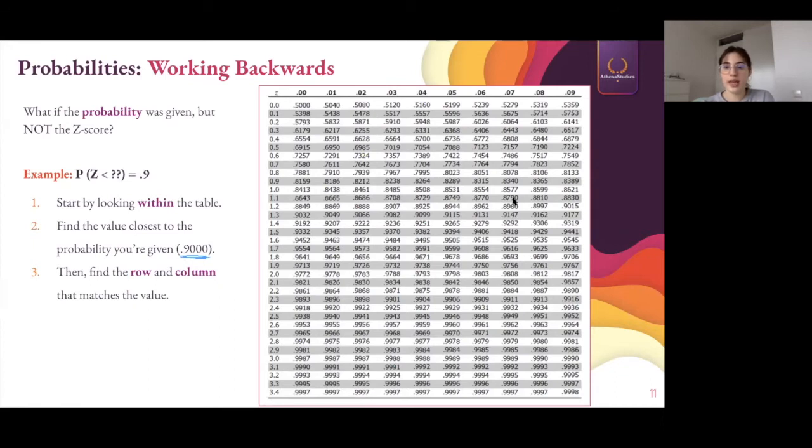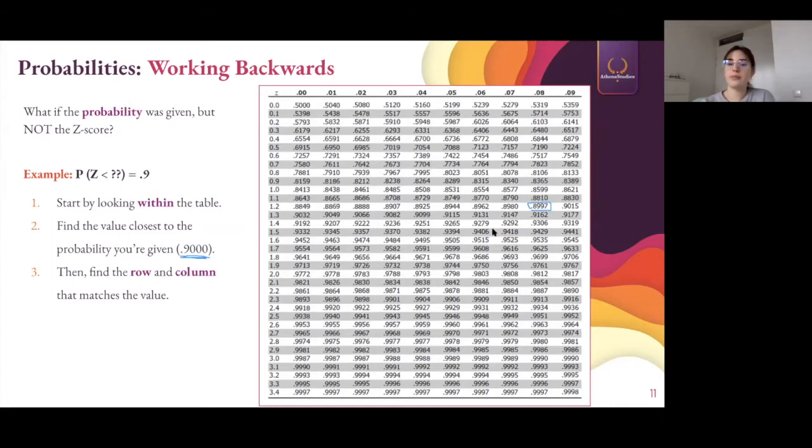And so we're looking, and the closest two values to 0.9000 are these two right here, 0.8997 and 0.9015. And in this case, the closest value to 0.9000 is going to be 0.8997, because that's only 0.0003 away from being 0.9, while the other one is a little bit farther. So in this case, this is our closest probability to the one that we're trying to find.